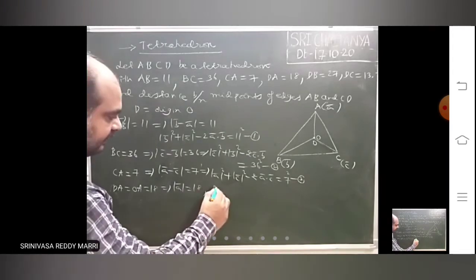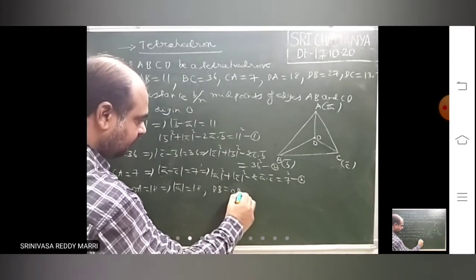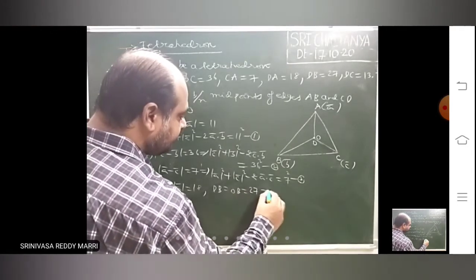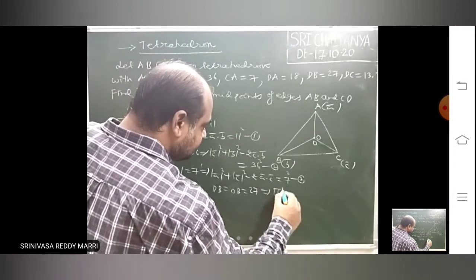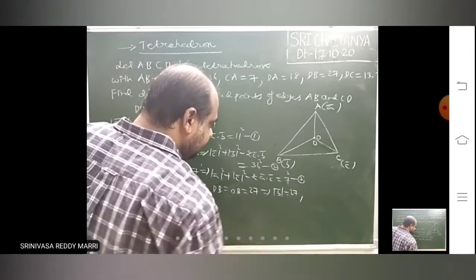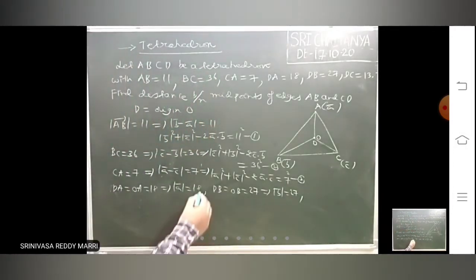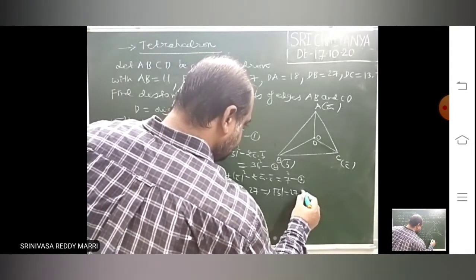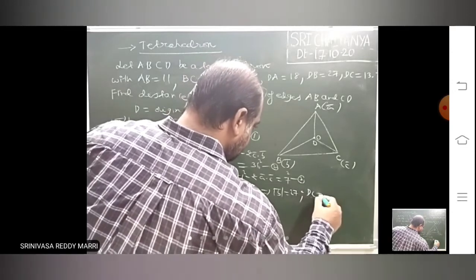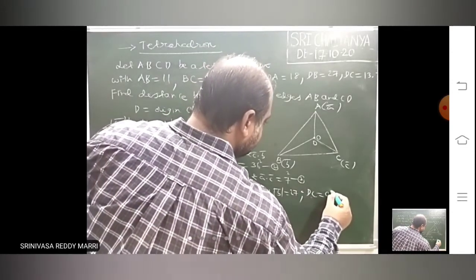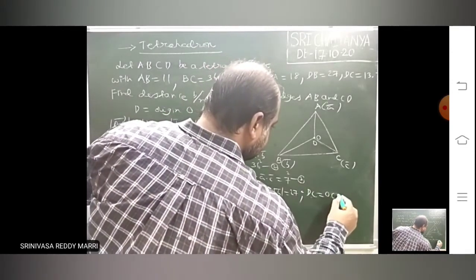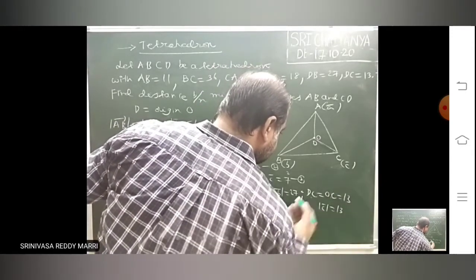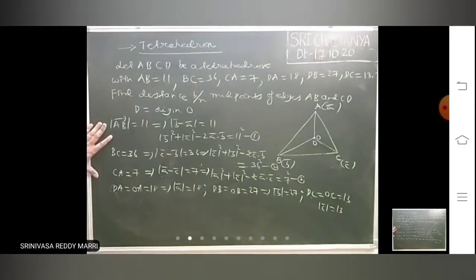So similarly DB equal to OB. Origin I have taken. So that means 27. That means modulus B bar equal to 27. So this is the one. Next DC is given. DC is nothing but OC, which is nothing but 13. So this is also given.